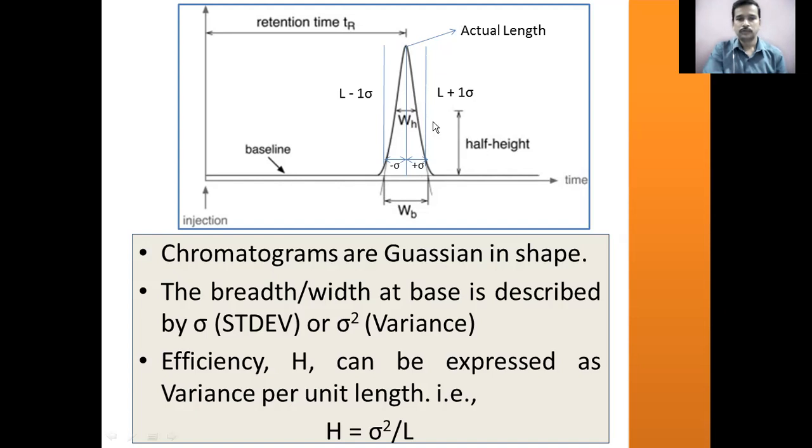And you have to obtain the width at 50% of the chromatographic peak also. You need that. 50% of the chromatographic peak.